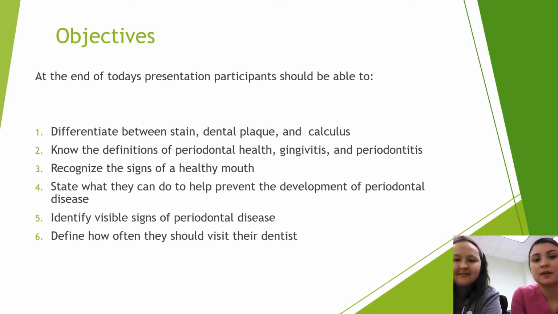Thank you. So before we get started, here are the objectives for today's lesson. By the end of today's lesson, you should be able to differentiate between stain, dental plaque, and calculus. You should know the definitions of periodontal health, gingivitis, and periodontitis. You should be able to recognize the signs of a healthy mouth. You should be able to state what you can do to help prevent the development of periodontal disease or gum disease. You should be able to identify signs of periodontal disease, and you should be able to define how often you should visit the dentist.